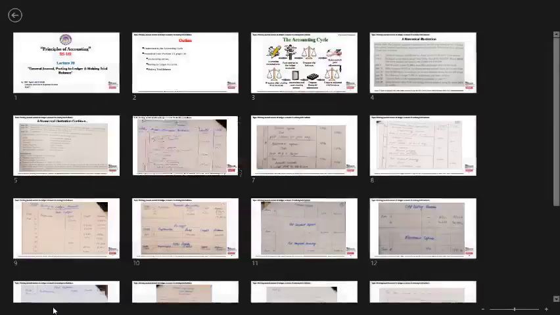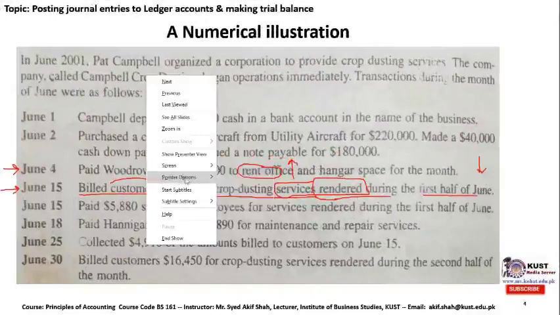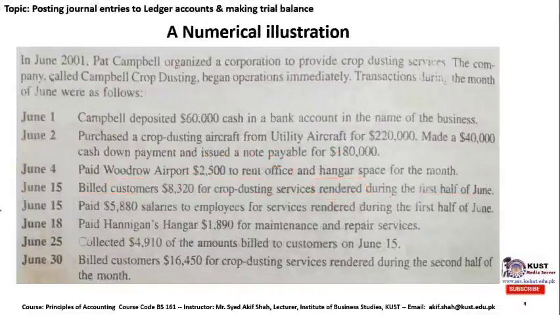Let's move back to our question. For the next transaction, once again on June 15, we have another transaction that paid out $5,880 in salaries to the employees for the services rendered during first half of June. So the salaries paid down by our company to the employee is basically our expense. So it's our salaries expense.